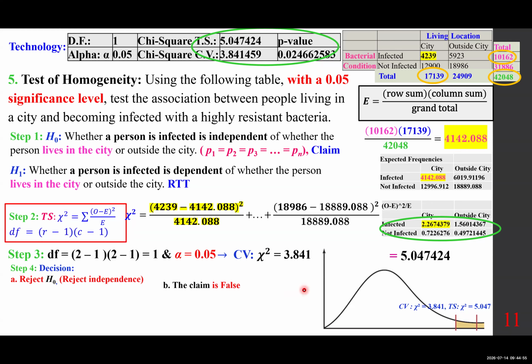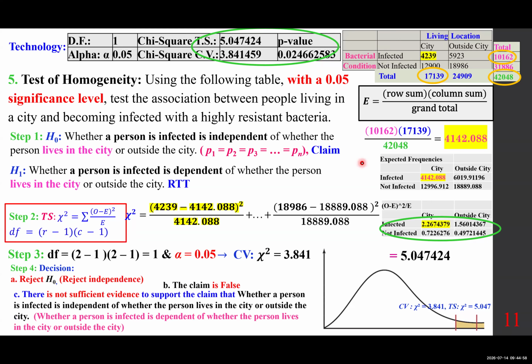So having said that, the decision is reject H0, that means reject independence. The claim becomes false because that's part of H0. And there is not sufficient evidence to support the claim that whether a person is infected is independent of whether the person lives in the city or outside the city. And you're done. The second method to mention is whether a person is infected is dependent on whether the person lives in the city or outside the city. As far as technology, here's the p-value. And let's say we stop at 4, next to it is 6, goes up to 5, 0.025, clearly is less than alpha of 0.05, and we get to the same decision, reject H0.